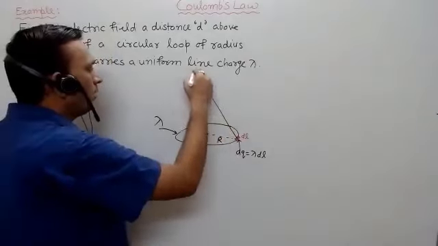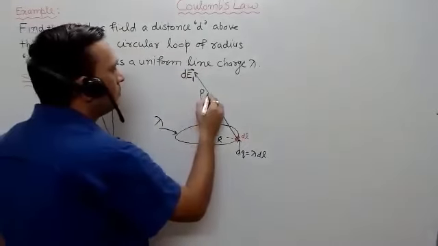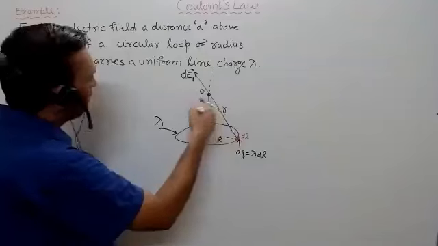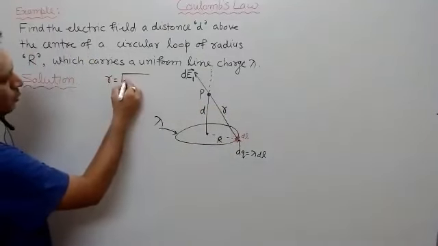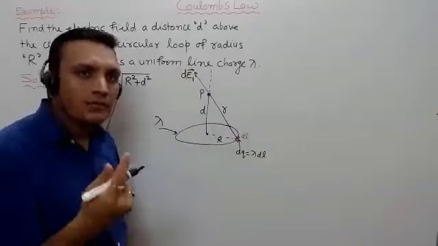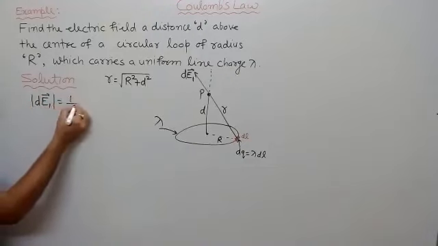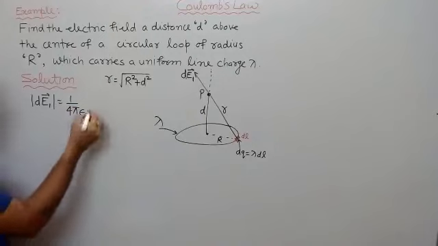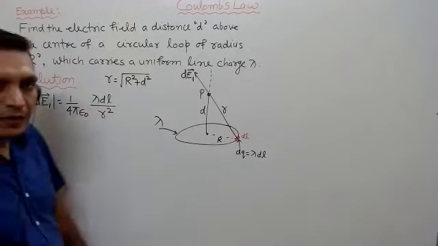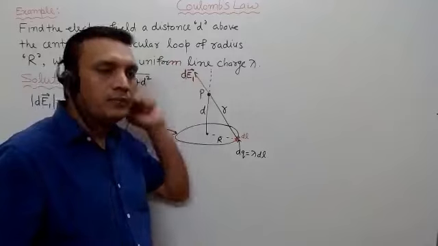So at this point, assume this is dE1. Also assume this length is small r, where small r is given by under root r square plus d square. So we have to find the magnitude of dE1. You can easily write from Coulomb's law what will be mod of dE1. So that will be 1 by 4 pi epsilon naught, lambda dl by small r square, dq by small r square. This distance is small r. So this is the magnitude of the electric field dE1.